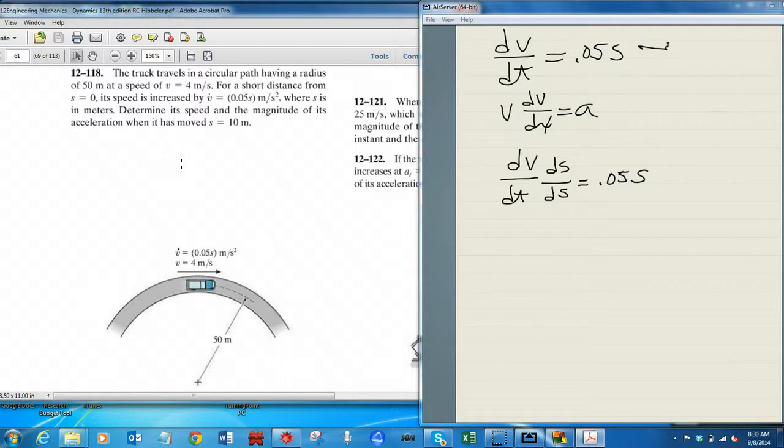Mathematicians hate this. They say, oh, whatever. dV/dS times dS/dt equals 0.05 S. What's dS/dt? That's the velocity or the speed, right? So this would be dV/dS times S equals 0.05. Now separate.